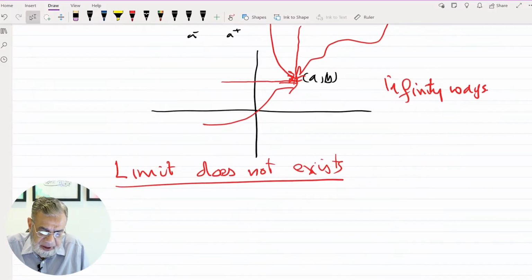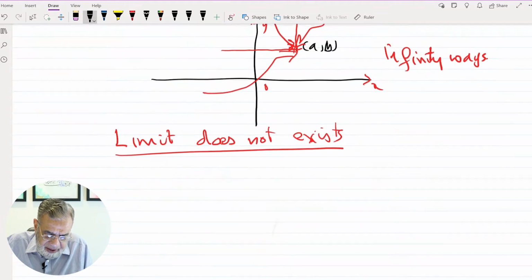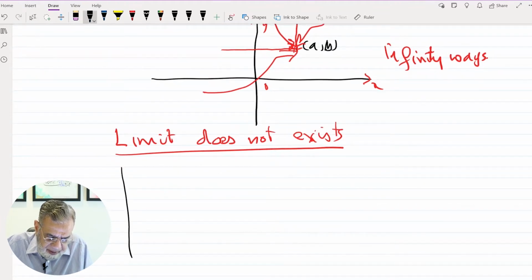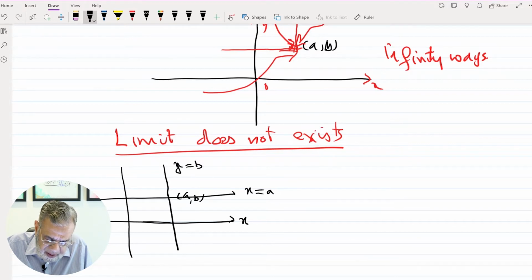So that's the example I'm going to explain, using the above picture. Here's my origin, this is my x-axis and this is my y-axis, in a clearer way. For example, I have the xy plane and this is my point (a, b). One way is coming along straight lines. This line is parallel to the y-axis, and this line is parallel to the x-axis. Here the value of x is equal to a, so this line is x equal to a, and this line is y equal to b.